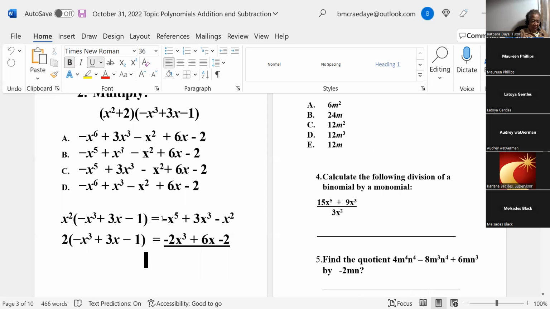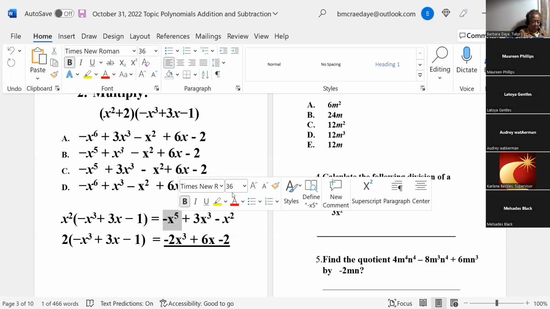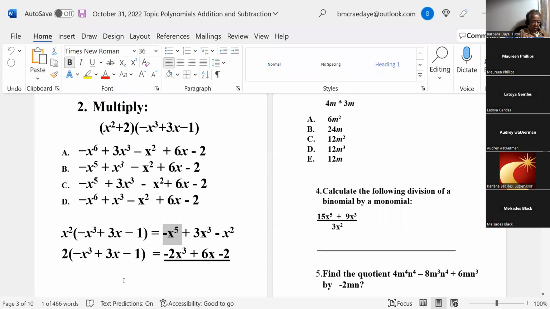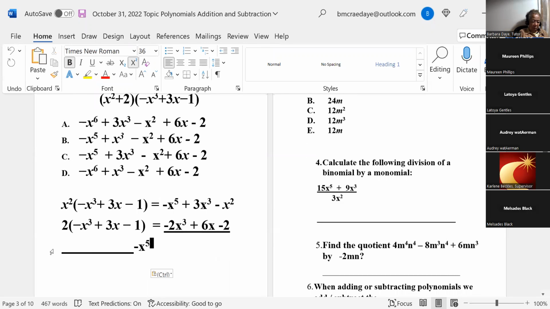So let's just grab this x to the fifth because I don't have a fifth power in my second expression right here. So let's just copy this, put it here. It's x to the fifth. You don't need an underline here. What's the next highest power? After the fifth, 3. So now what's a 3x to the third and a minus 2x to the third? What does that give you?